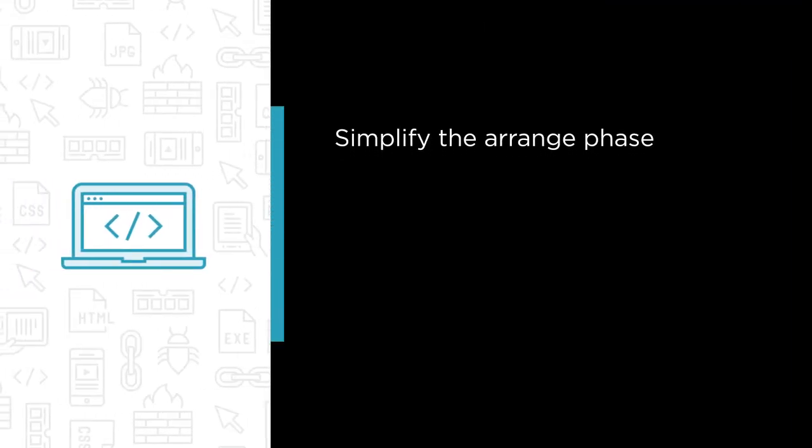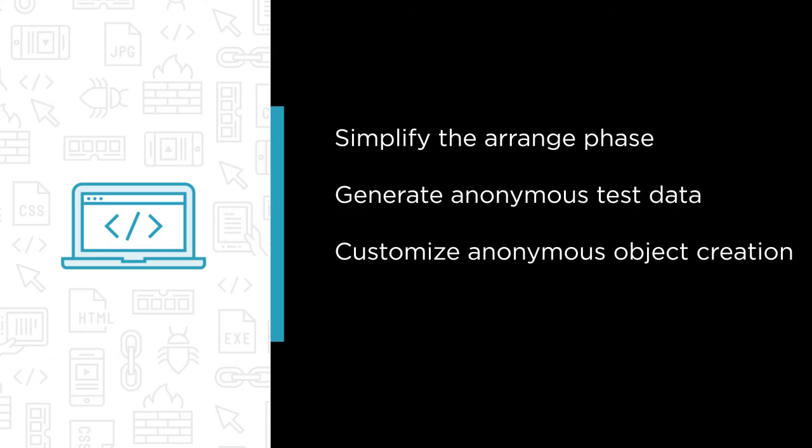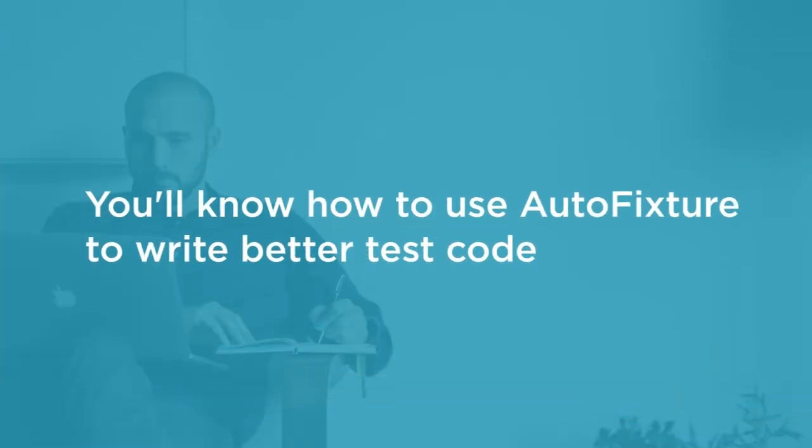Some of the major topics that we'll cover include how to simplify the arrange phase of your tests, how to generate anonymous test data, how to customize anonymous object creation, and how to increase productivity by needing to write fewer lines of test code in the first place. By the end of this course, you'll know how to use AutoFixture to write better, more maintainable, and more readable test code. Before beginning the course, you should be familiar with the basics of unit testing and C#.